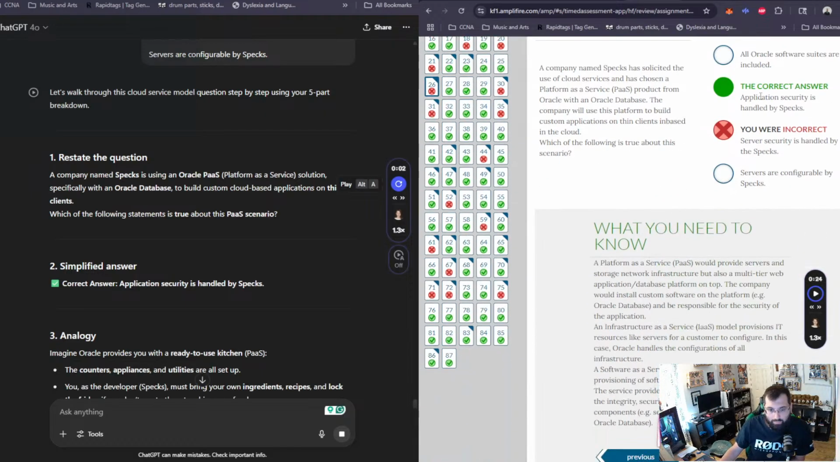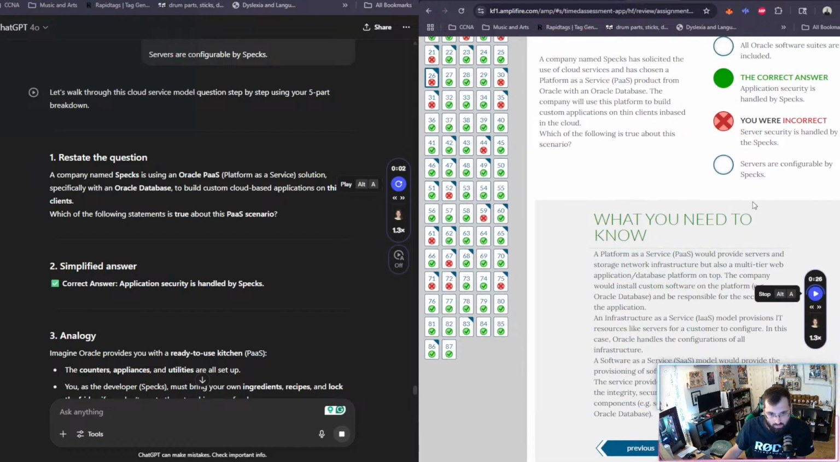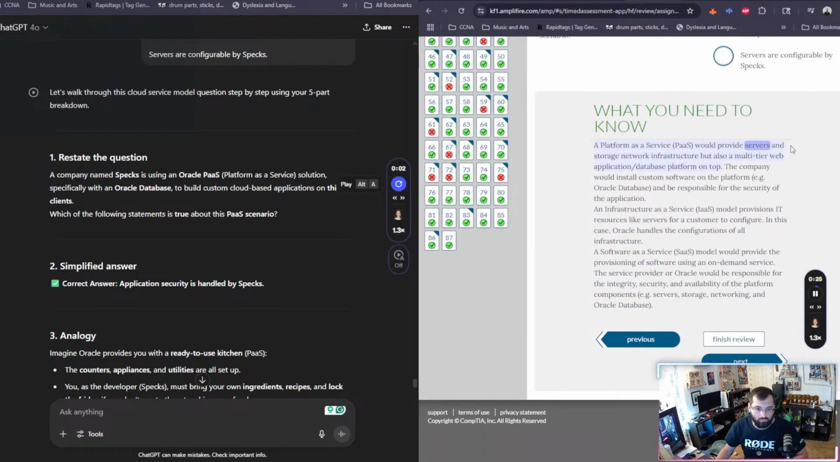So the answer was application security is handled by specs. A platform as a service, PaaS, would provide servers and storage, network infrastructure, but also a multi-tier web application database platform on top. The company would install custom software on the platform, for example, Oracle database, and be responsible for the security of the application.